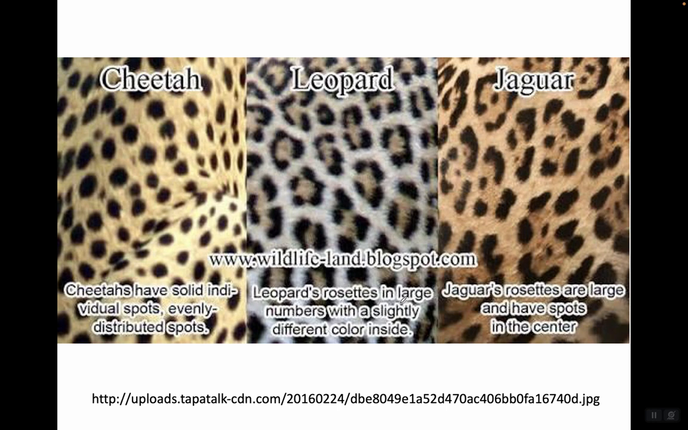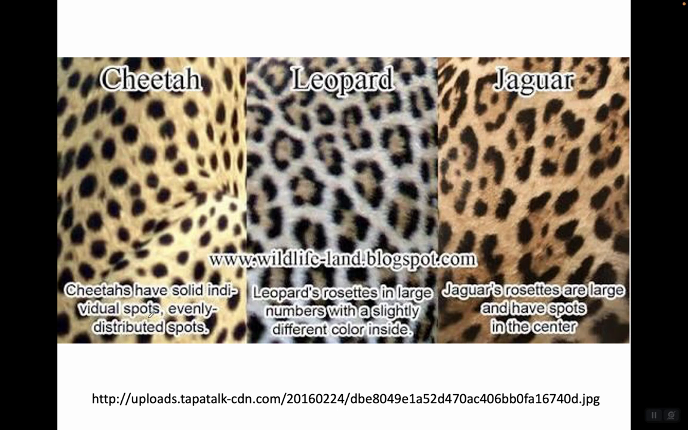Speaking of cheetahs and leopards and jaguars and other animals, I thought this was cool. Difference between cheetahs, leopards, and jaguars. Cheetahs have solid individual spots, evenly distributed spots. Notice that leopards have this hollow spot in the middle. Leopards' rosettes are in large numbers with a slightly different color on the inside, whereas jaguars' rosettes are similar to leopards, but they're large and they have spots in the center.